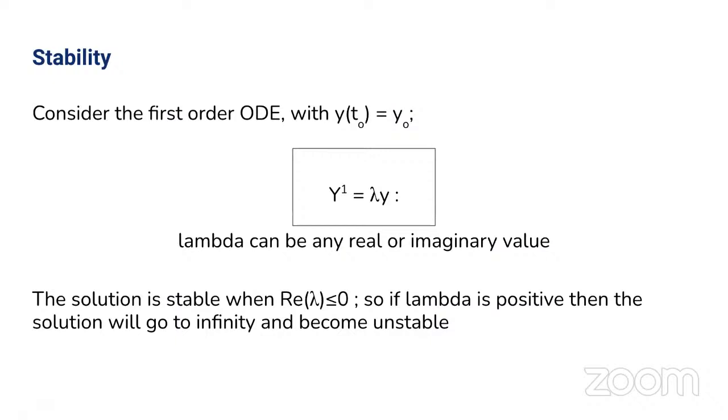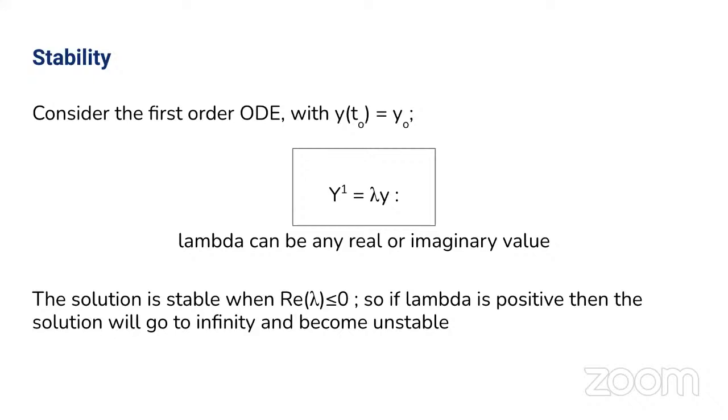Okay, so consider the first order differential equation with the initial condition given, that's y of t naught equals y naught. That's the solution to the first order differential equation, y prime equals lambda y.